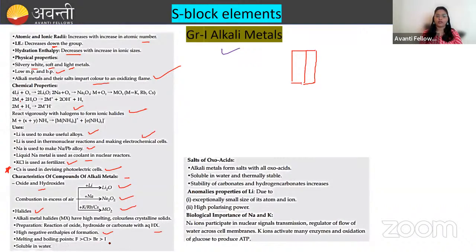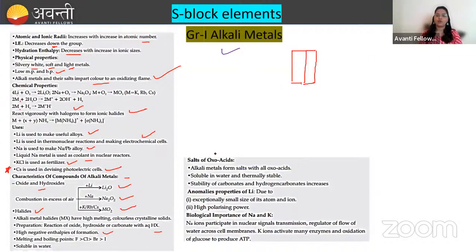For fluorine compounds, or you can say metal fluorides, the melting point and boiling point will be high as compared to chlorine, as compared to bromine, as compared to iodine. These halides are soluble in water. Very important. The metal halides which are formed by the alkali metals are soluble in water.